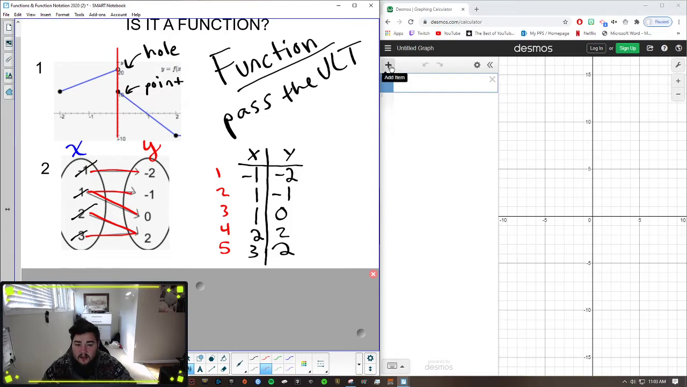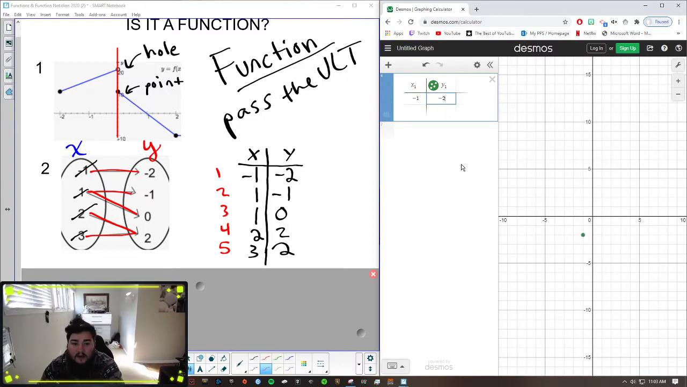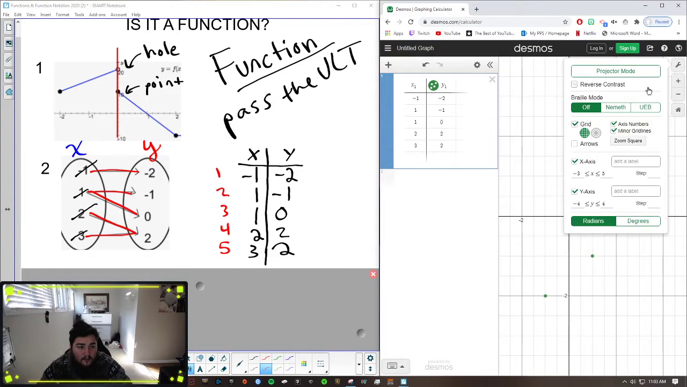I'm going to click the add item, the plus, and add a table. And I'm going to plug in my table: -1, -2, 1, -1, 1, 0, 2, 2, and 3, 2. I'm going to click on my little zoom fit so I can see all of my points.